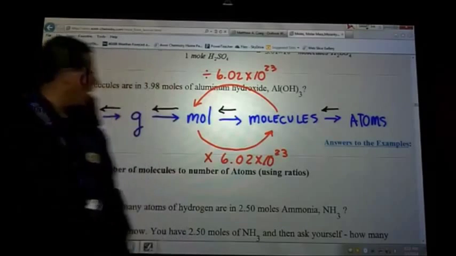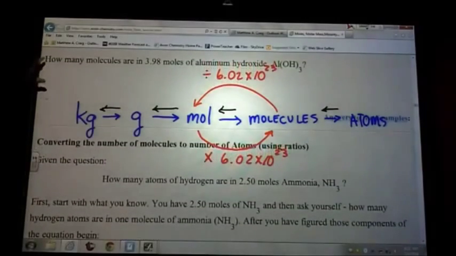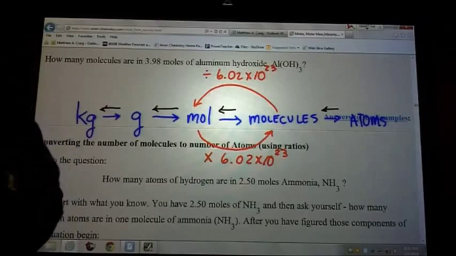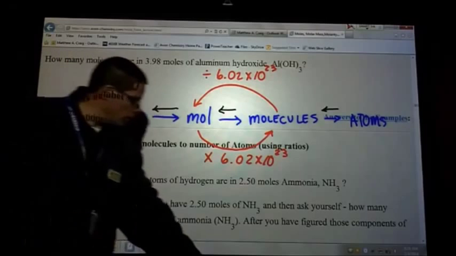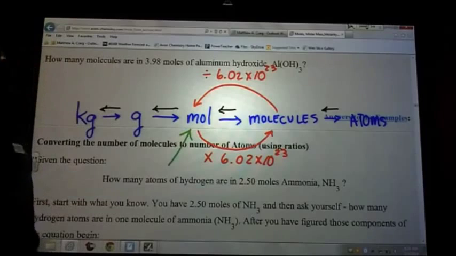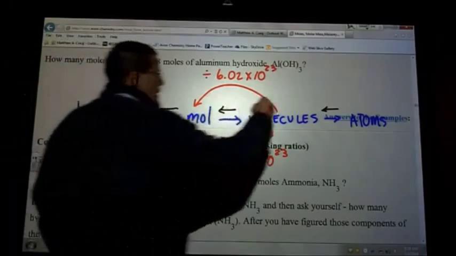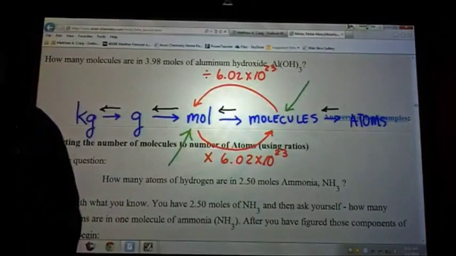And like in this problem here, the question asks, how many molecules are in 3.98 moles of aluminum hydroxide? What unit do we start with? Moles. So the nice thing is here, we're going to start right there at moles. What's the question wanting to know? How many molecules? So we only have in this problem a one-step process.